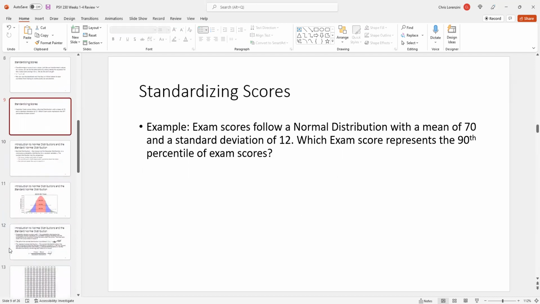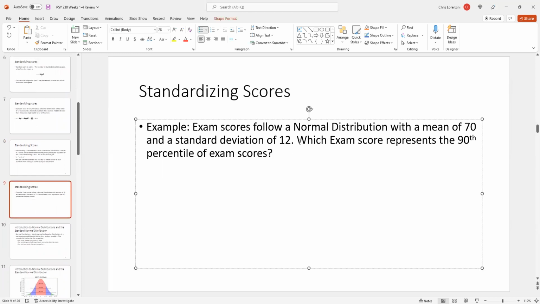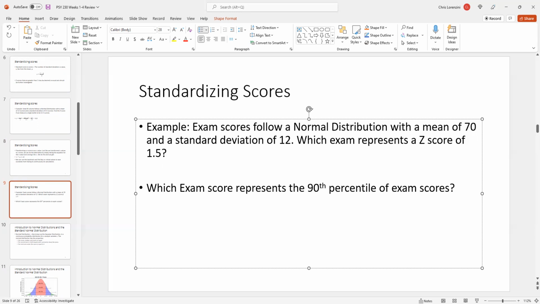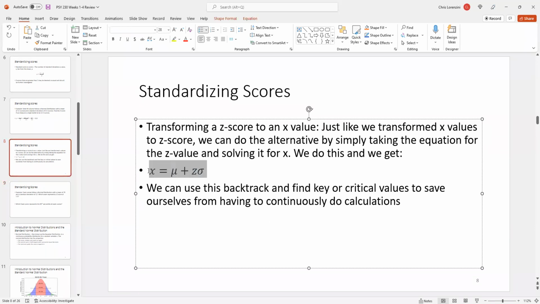All right, so now we are going to go into something a little bit deeper. But before I go there, let's hold off on this problem right here, and we're going to change it up just a touch for now. Which exam score represents a z-score of 1.5? Let's do that. We'll come talk about the other one later.